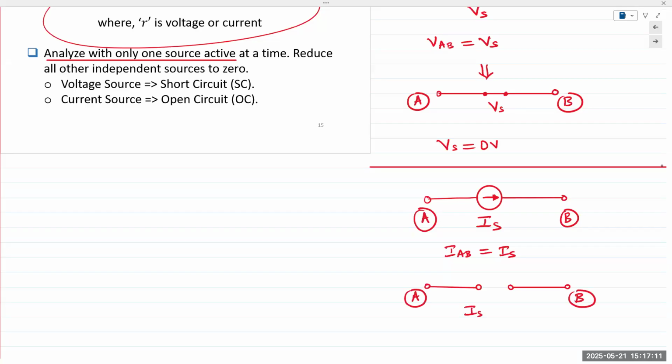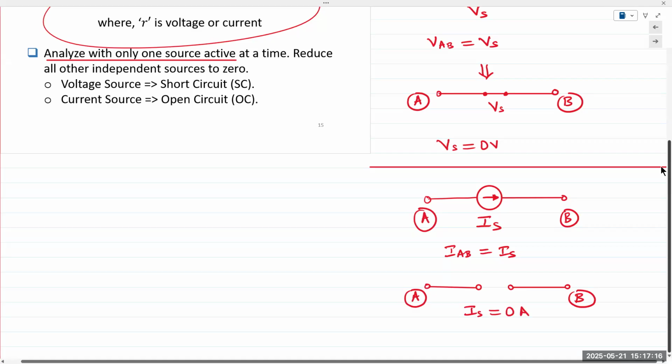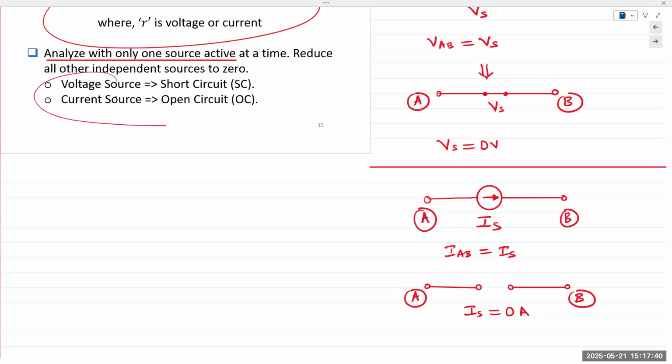And so IS is now reduced to 0. Okay, and that's the principle, or the concept, behind reducing sources to 0, meaning replacing it with an open circuit or a short circuit. So far, so good. Okay, so that's what this means. And SC and OC are my shortcuts, acronyms for short circuit and open circuit.